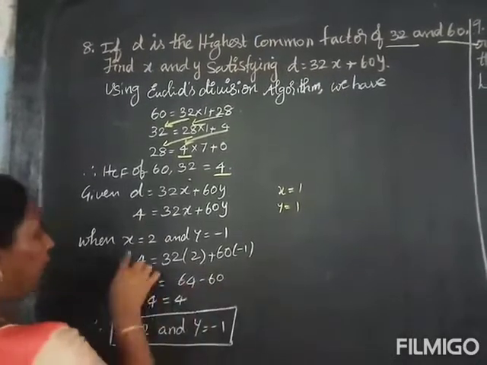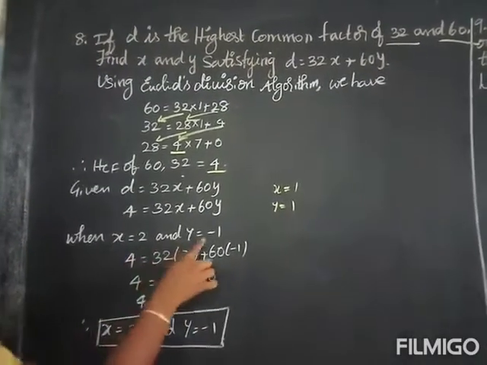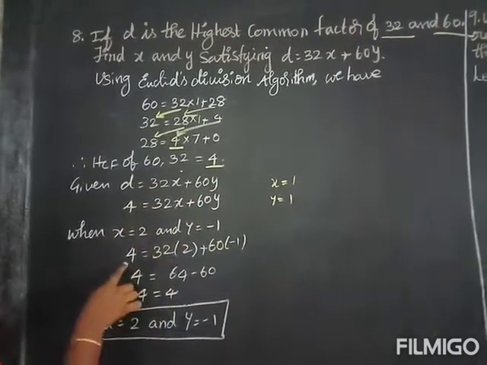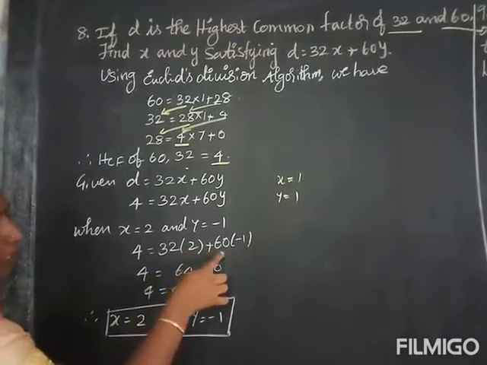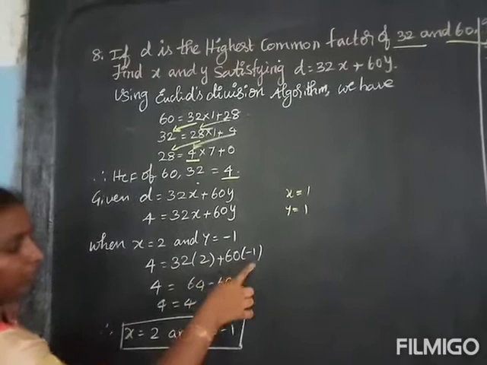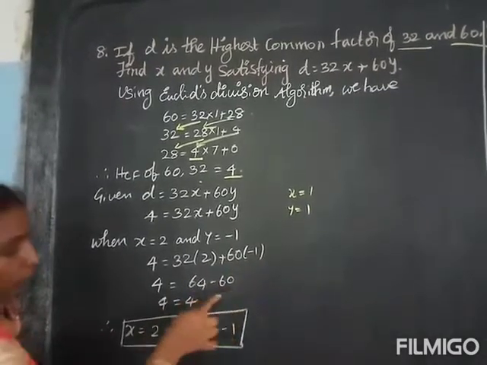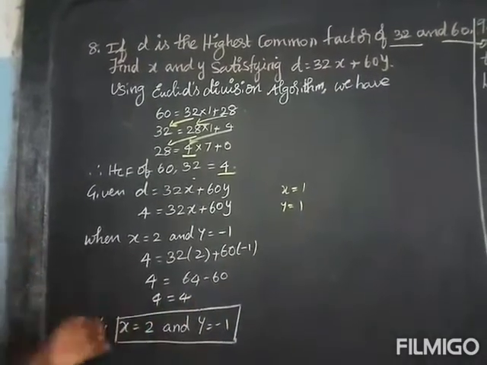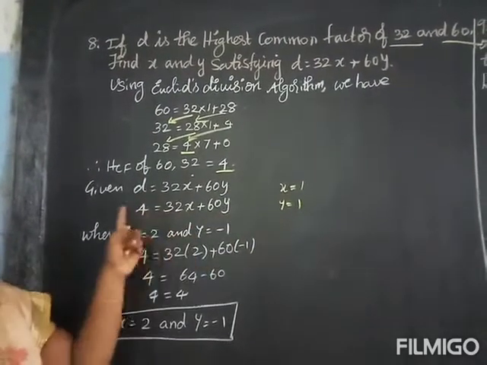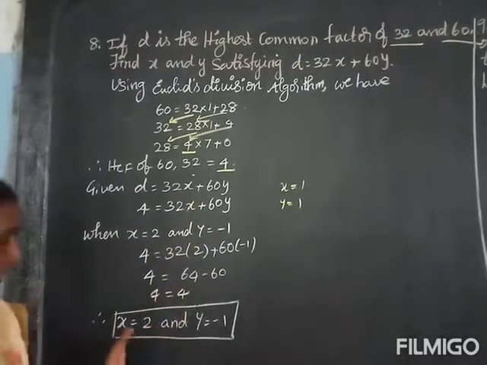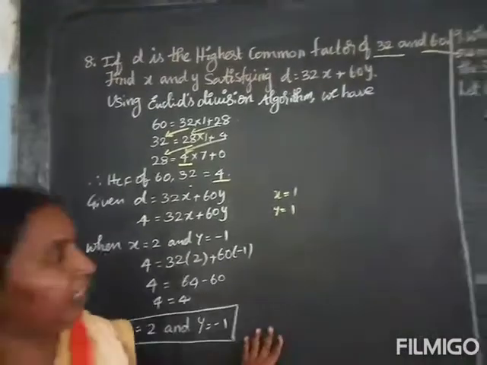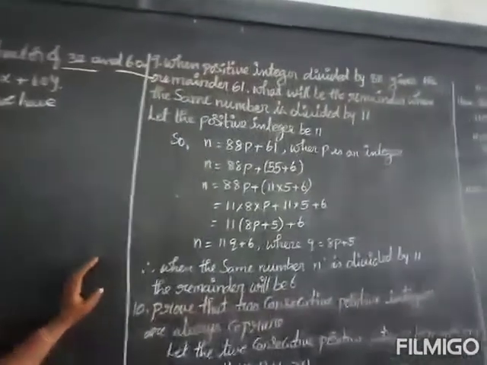So like that if you check, when x equals 2 and y equals minus 1, it will satisfy the given equation. Check here, 4 equals 32 into 2 plus 60 into minus 1. 32 into 2 you will get 64, 60 into minus 1 is minus 60. 64 minus 60 is 4, so 4 equals 4. Therefore x equals 2, y equals minus 1 satisfies the given equation. So the x value is 2 and y value is minus 1. Is it clear? So next move on to the 9th one.